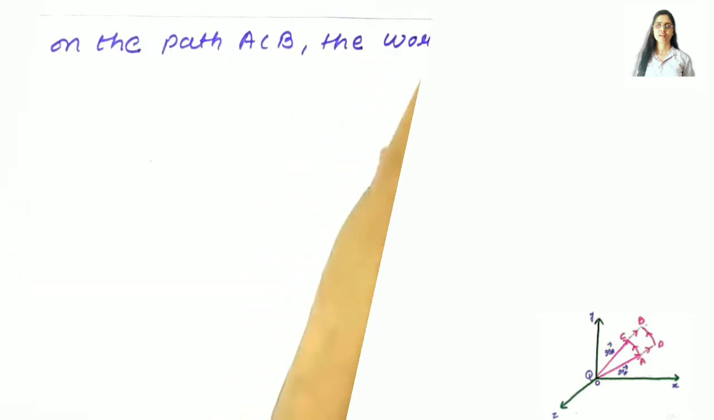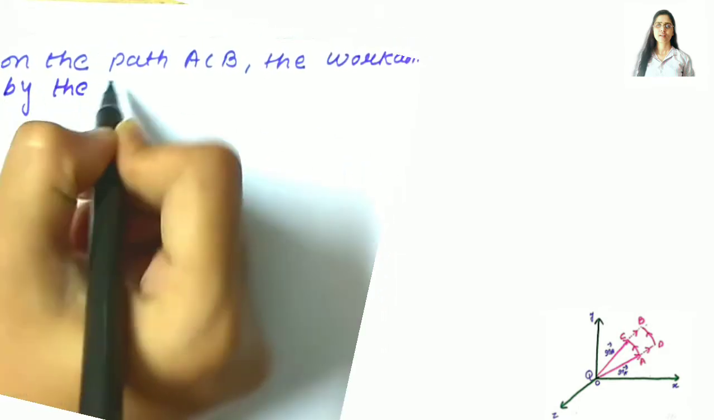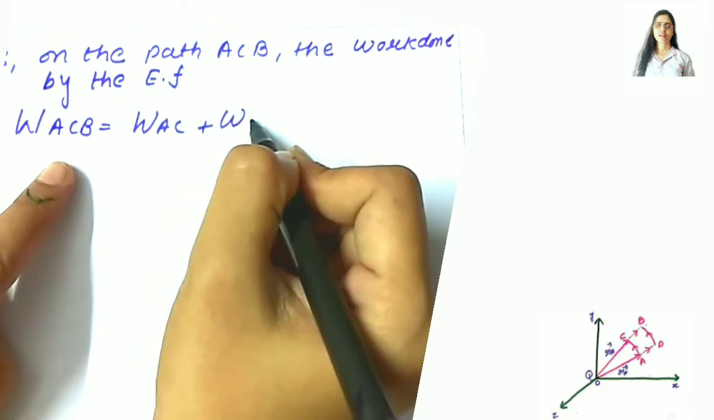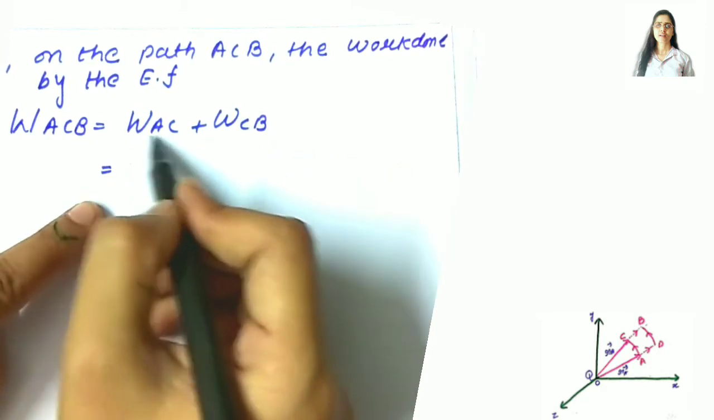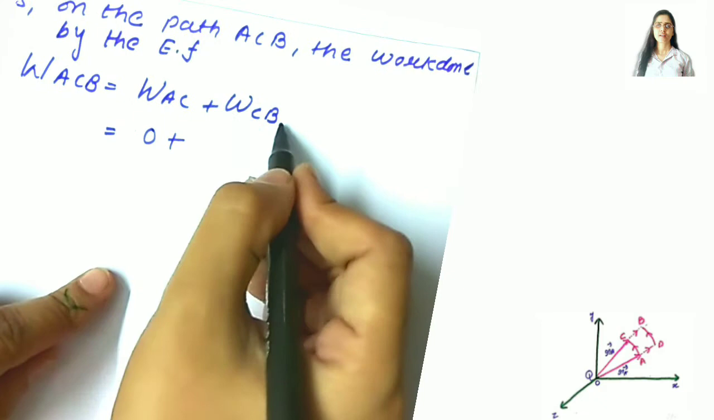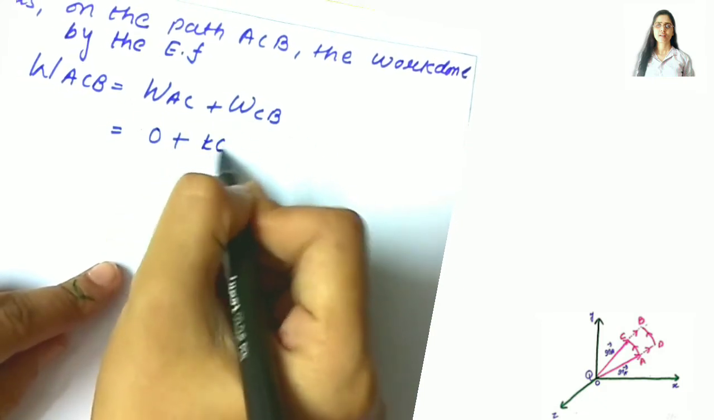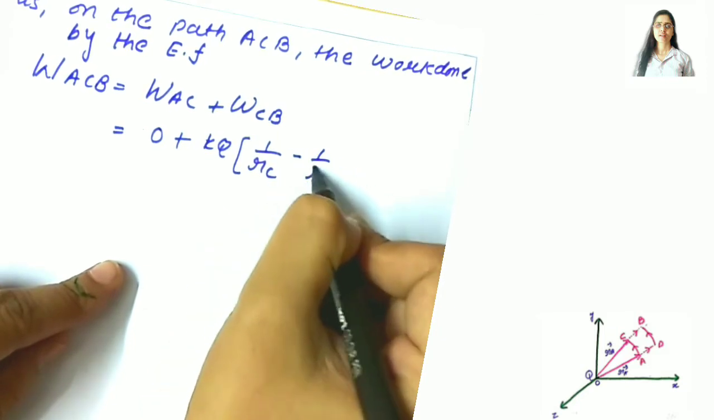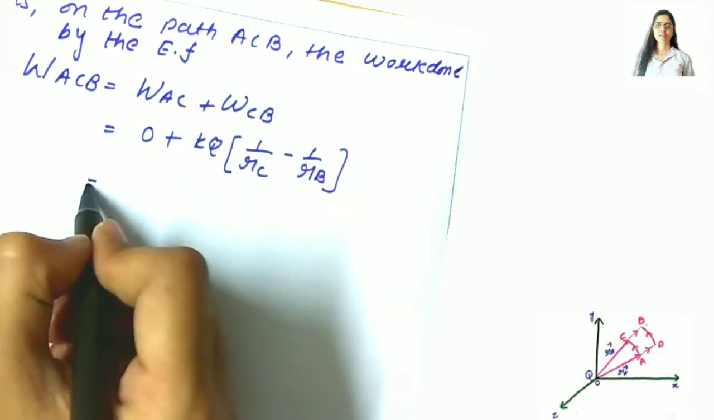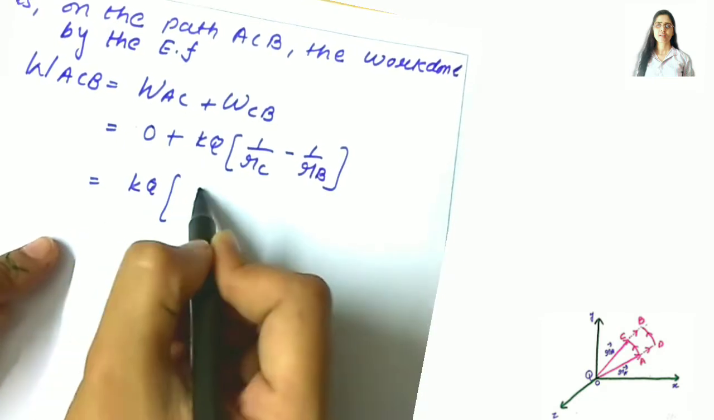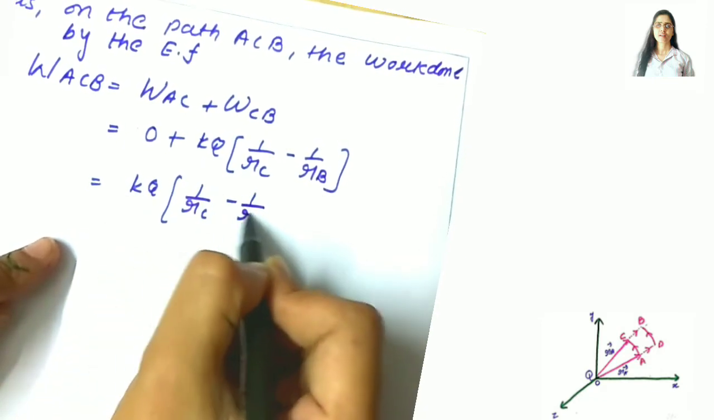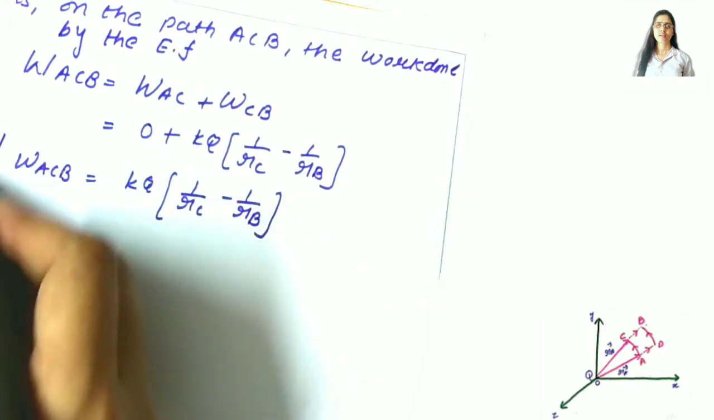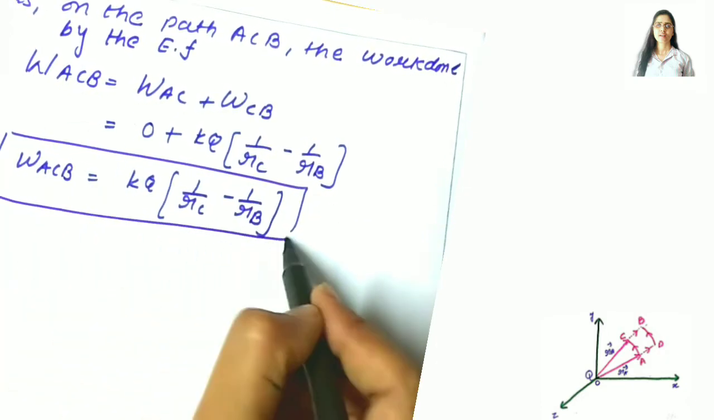On the path ACB, the work done by the electric field, W of ACB, is equal to W of AC plus W of CB. W of AC equals 0, plus W of CB equals KQ in bracket 1 upon RC minus 1 upon RB, and that equals KQ in bracket of 1 upon RC minus 1 upon RB. And this is the work done by the electric field on path ACB.